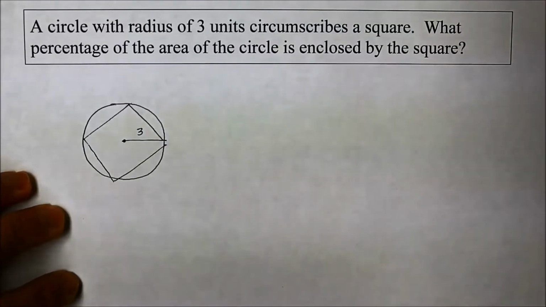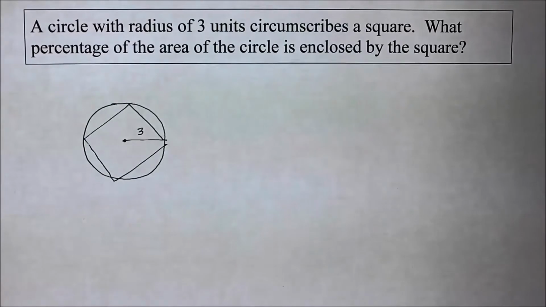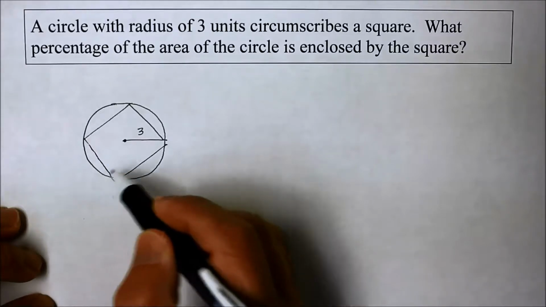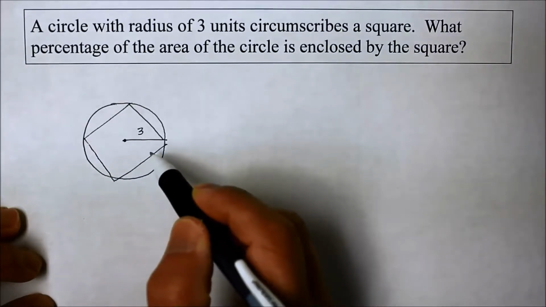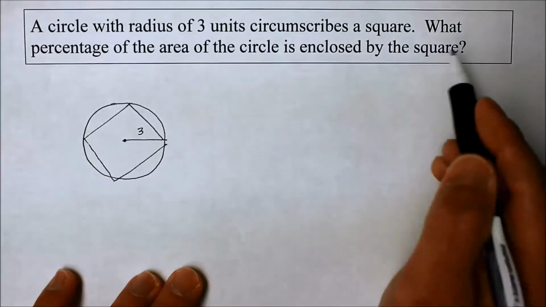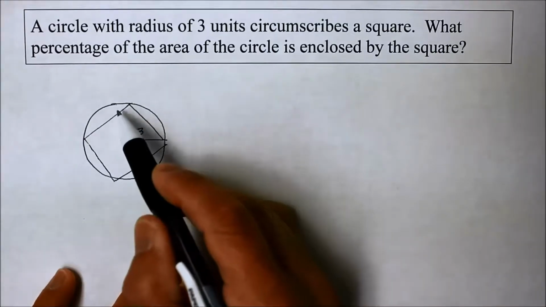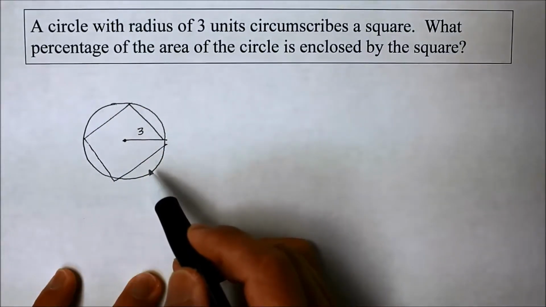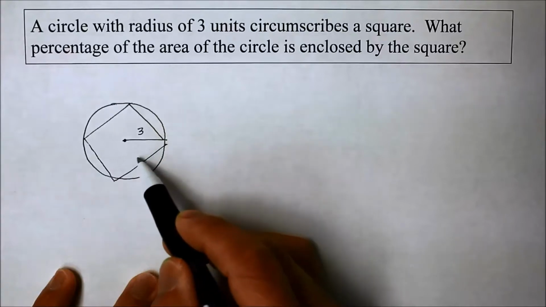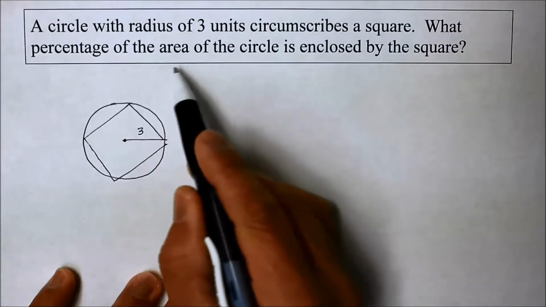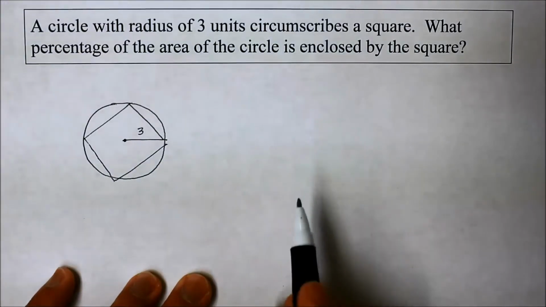See if you can figure that one out. Alright, so this one's a little different. When a square circumscribes a circle, that wasn't too bad. But when a circle circumscribes a square, we have a different situation. To find a percent, we have to find the area of the circle, and then we also have to find the area of the square. Then we find the ratio of the two to get the percentage of the area of the circle.